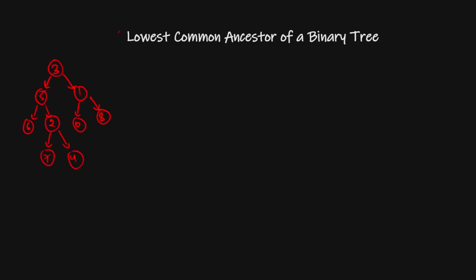Hello everyone, today we are going to solve the lowest common ancestor of a binary tree problem. In this problem, we are given the root of a binary tree and two nodes. Let's say one node is P, which is 6, and the second node is Q, which is 4. We have to find the lowest common ancestor.